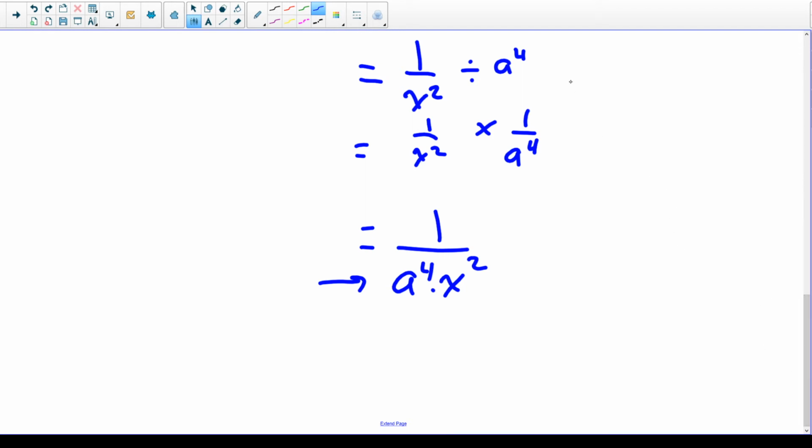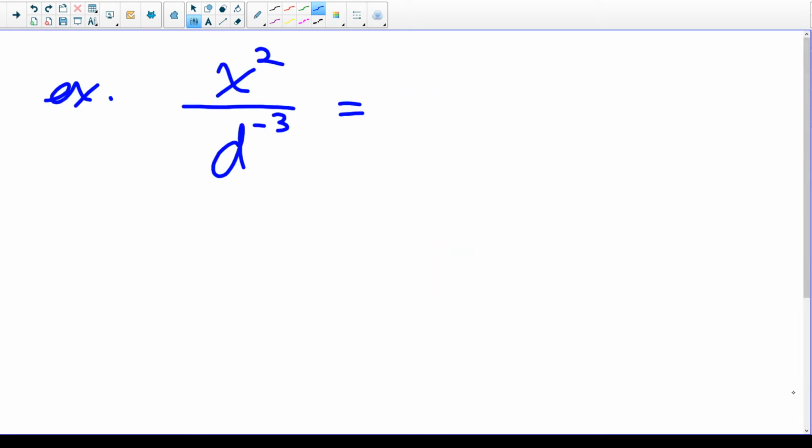So we're now going to skip all of this long process here, and we're just going to go to the final thing that you need to know. Okay, so let's look at a couple of examples of this. So in this case, my x to the 2 doesn't have a negative power, so it's going to stay as a numerator. My d to the negative 3 does have a negative power. It's in the denominator. Where's it going to go? We're going to slide that up to the numerator position.